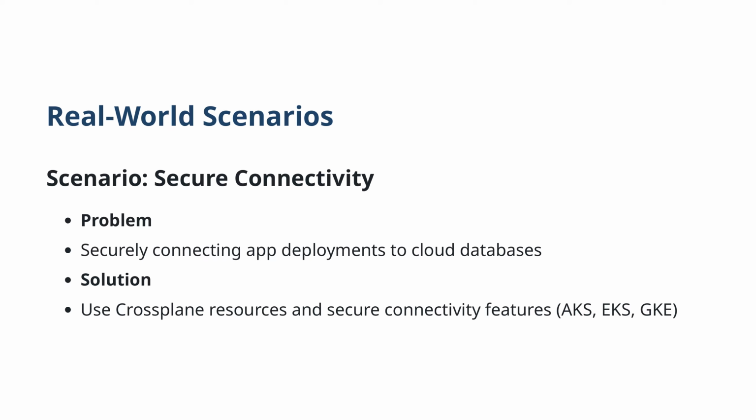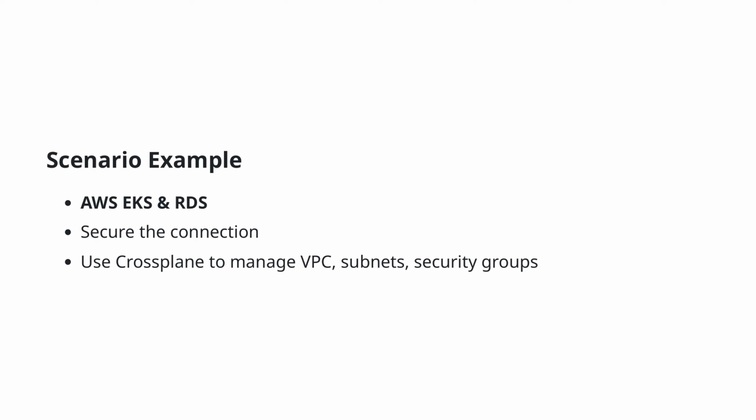Let's consider a real-world scenario: secure connectivity. The primary challenge here is securely connecting application deployments to cloud databases. To address this issue, we can leverage Crossplane resources and its secure connectivity features. Specifically, we can utilize AKS, EKS, and GKE to establish secure connections, ensuring that deployments communicate with cloud databases without compromising security. In this scenario example, we will focus on securely connecting your AWS EKS clusters with RDS databases.